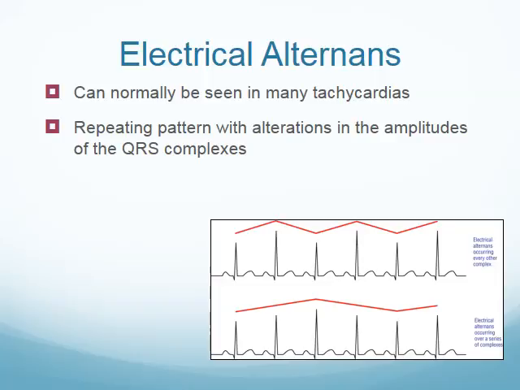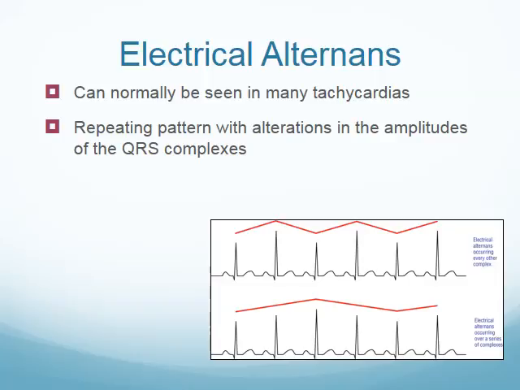So, briefly talk about electrical alternans. It's a pretty common finding in tachycardia. What this means is that your QRS complexes vary in height. If you look at our first example there, we have a pattern of a shorter QRS and a taller QRS and so on. It kind of goes back and forth. This is an example of electrical alternans.